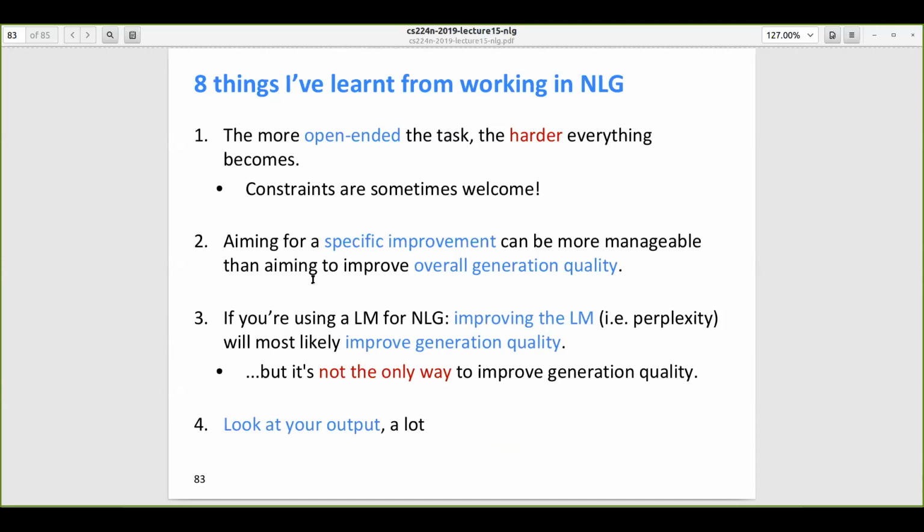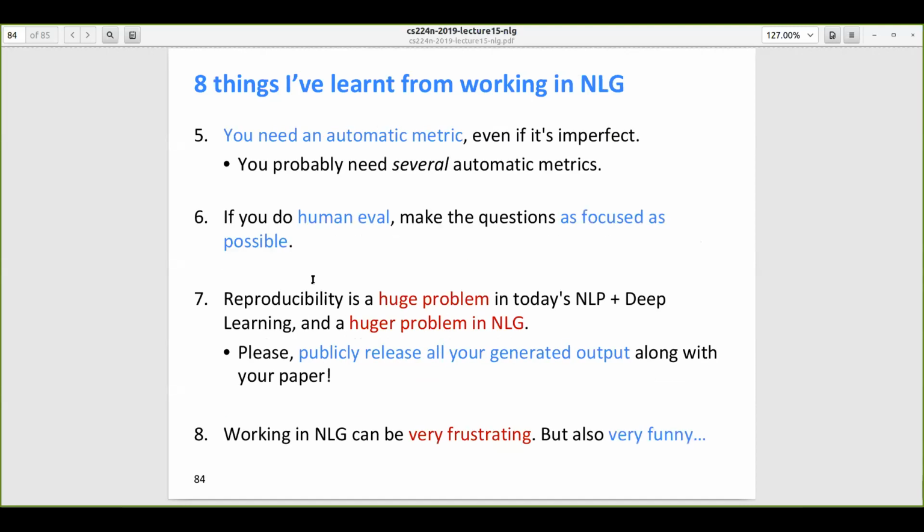And if we're going for human evaluation, the questions that we use to evaluate the system should be very focused, so that they get the proper answers from the humans that do the evaluation. Reproducibility is another problem.